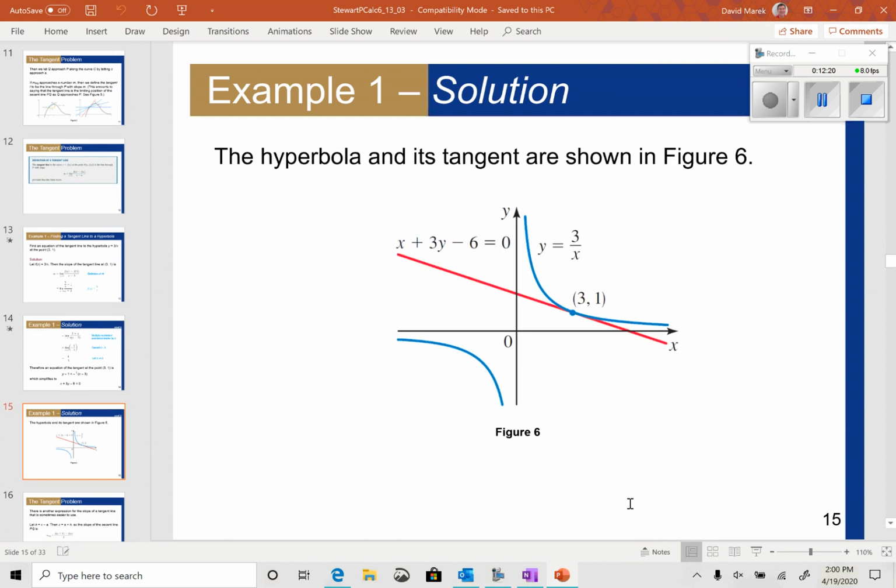And then for those of you that need the visual, here in blue is our hyperbola where y is equal to 3 over x, where both the x-axis and the y-axis become the asymptotes, centered at 0, 0. Here's the point 3, 1, and there in red is our lovely tangent line.